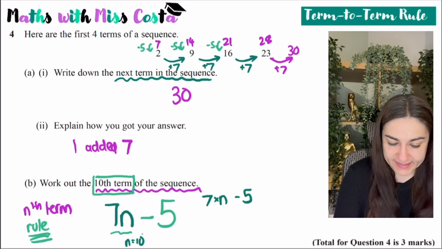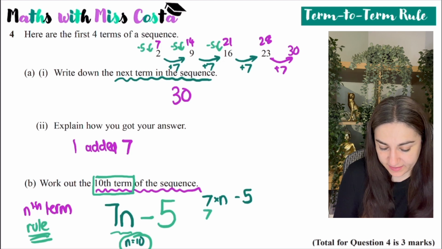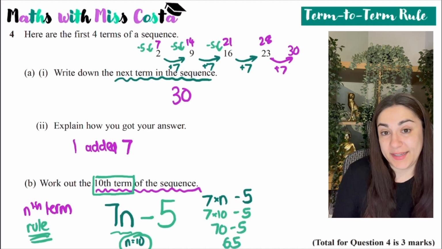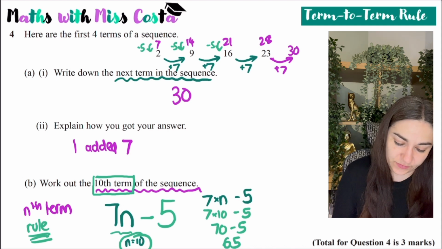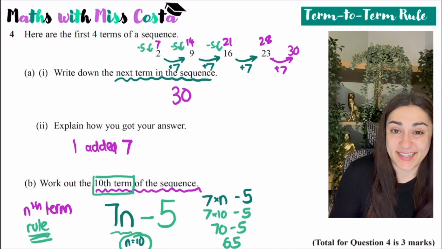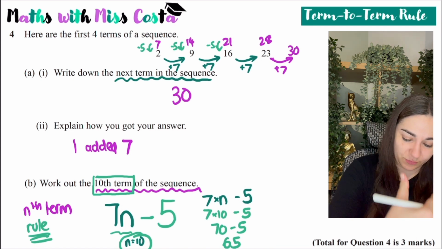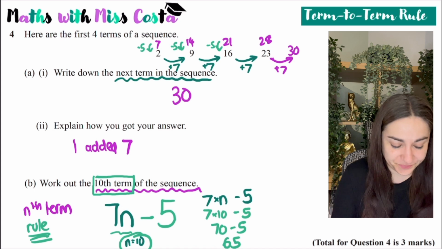So I know that n is 10. I'm going to substitute that into the rule. So I'm going to say 7 times 10 take 5. 7 times 10 is 70. And 70 take 5 is 65. If this is too confusing, another way that you could do it is just by keep on adding 7. It's a calculator paper, so that shouldn't be too hard. But generally, it's really good to know how to work out the nth term.